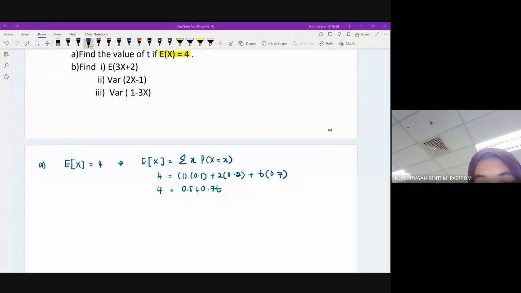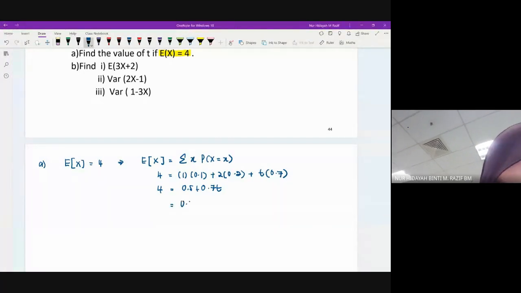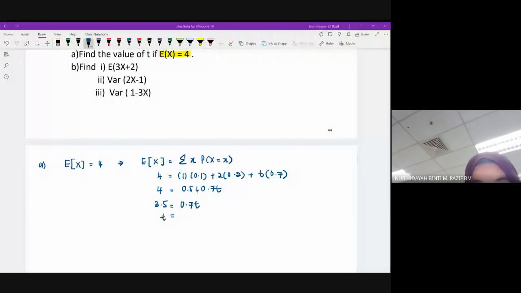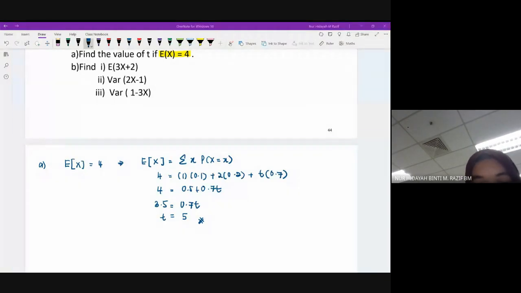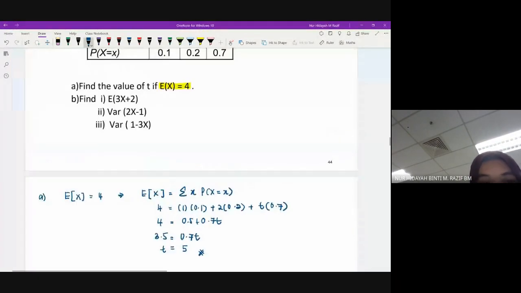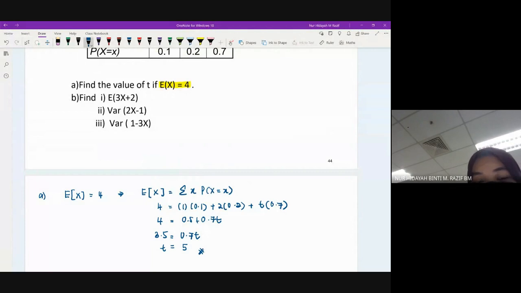So pindah-pindahkan and you are going to get 0.7T is equal to 3.5. So bila kita nak cari nilai T, T will be equal to 3.5 divided by 0.7. So kita akan dapat T adalah 5. Selesai di situ. Now kita tengok soalan B. You need to answer 3 parts of question.